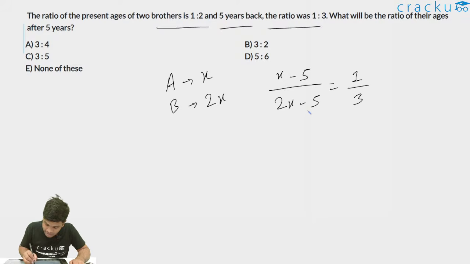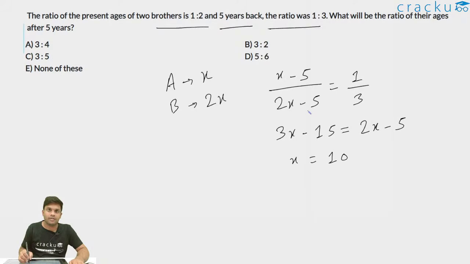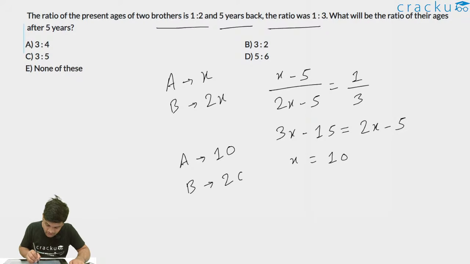When you cross multiply it, you will get 3X minus 15, which is equal to 2X minus 5. So you will get X is equal to 10 from here. So the present age of A is 10 years and the present age of B is 20 years. Okay. Now we have to find the ratio of their ages after 5 years.